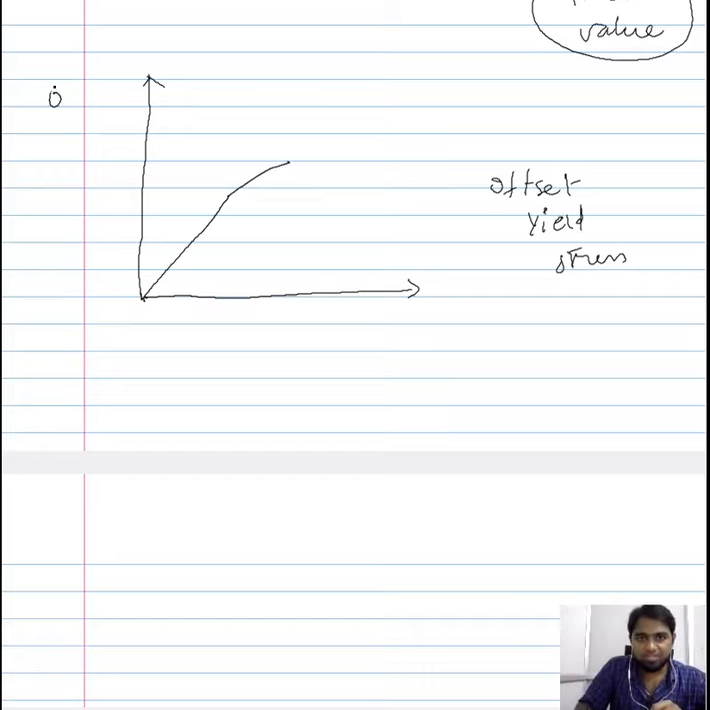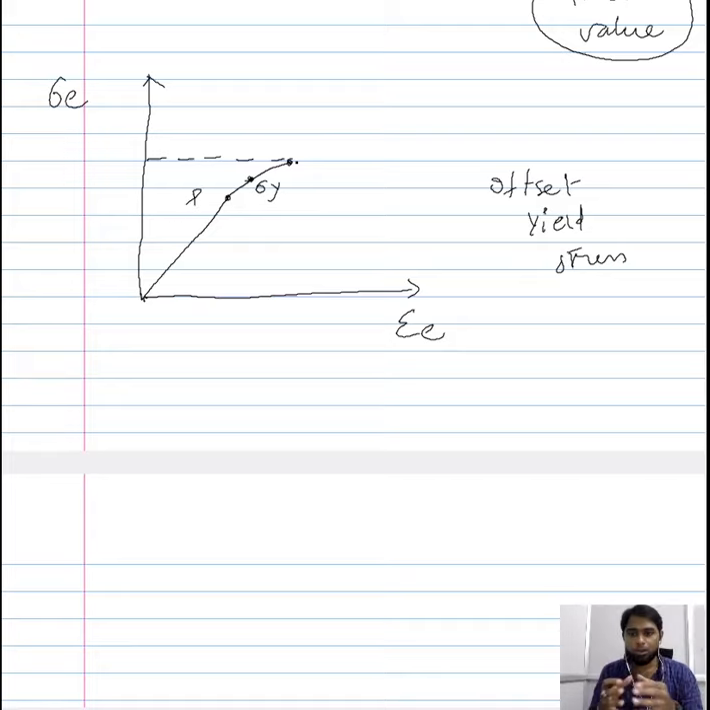So this is the engineering stress, and this is the engineering strain, and this is the nature of the plot, and you have loaded up to this point. Now here somewhere is your yield stress and here is your proportionality point, and now what you want to know is how much of the plastic strain or how much of a permanent deformation has occurred in this material.